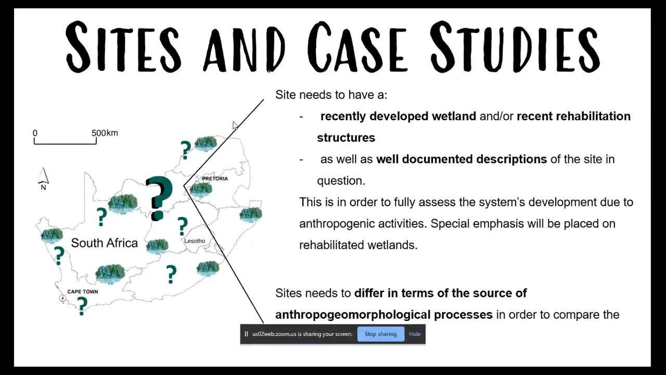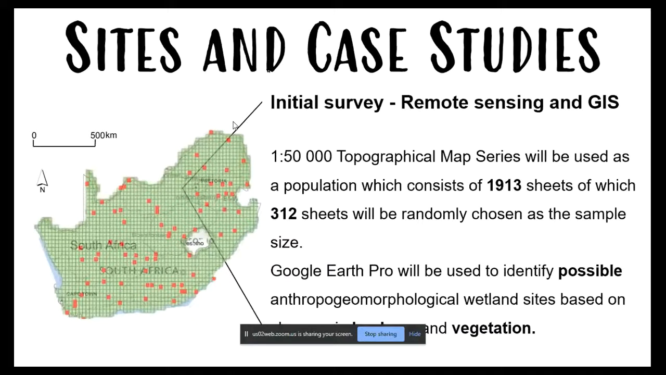How will I choose my study sites? First of all, the sites need to be recently developed in terms of wetland functions or have a recent rehabilitation structure. It should have well-documented descriptions so that we can have a baseline. Sites need to differ in terms of the sources of anthropogeomorphological processes in order to compare them. For the initial survey, I will be using the 1 to 50,000 topographical map series, which consists of 1,913 sheets, of which 312 sheets will be randomly chosen as a sample size. I will then use Google Earth Pro to look at the historical satellite imagery to see if there's any changes regarding land use and vegetation.